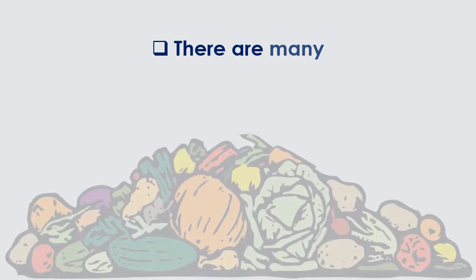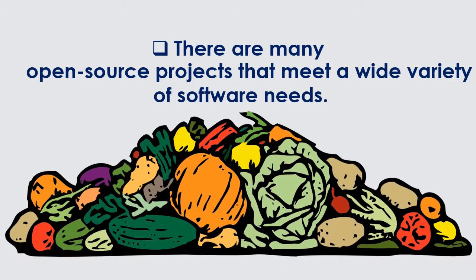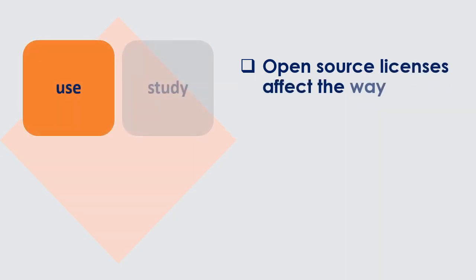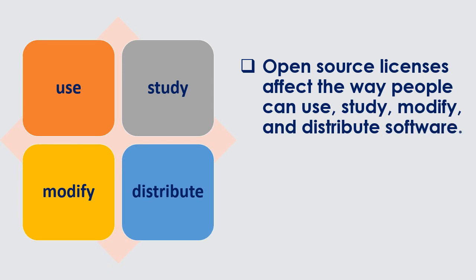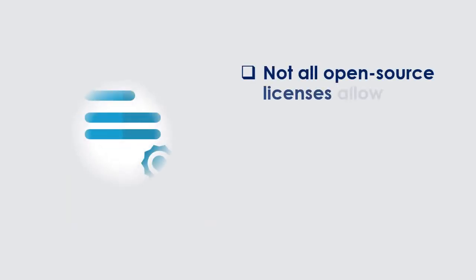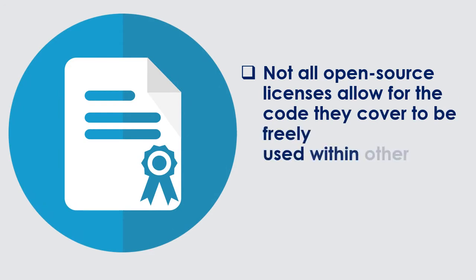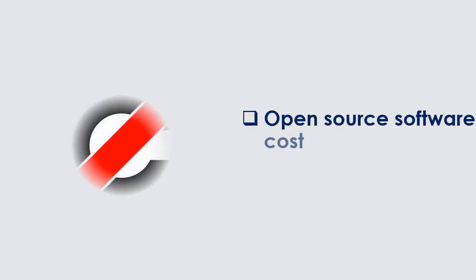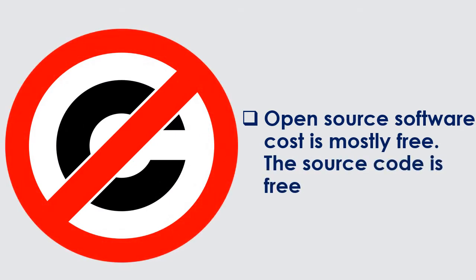There are many open source projects that meet a wide variety of software needs. Open source licenses affect the way people can use, study, modify, and distribute software. Not all open source licenses allow for the code they cover to be freely used within other software. Open source software cost is, mostly, free. The source code is free.